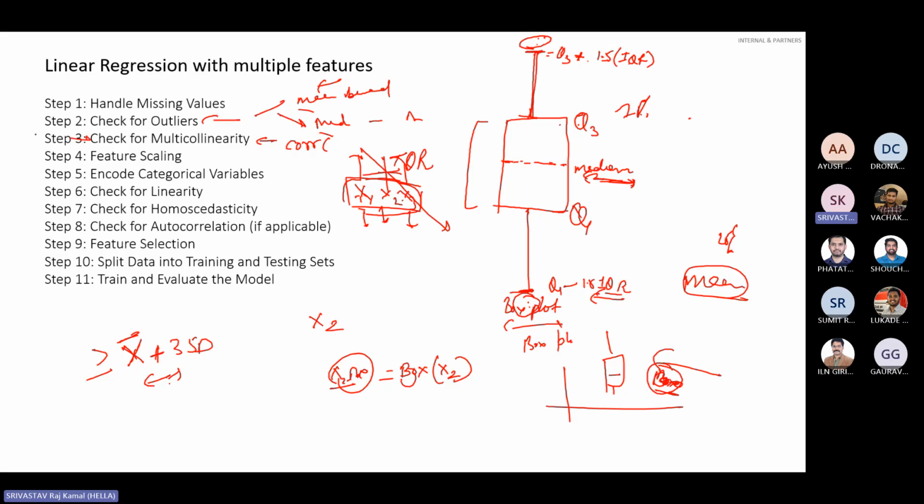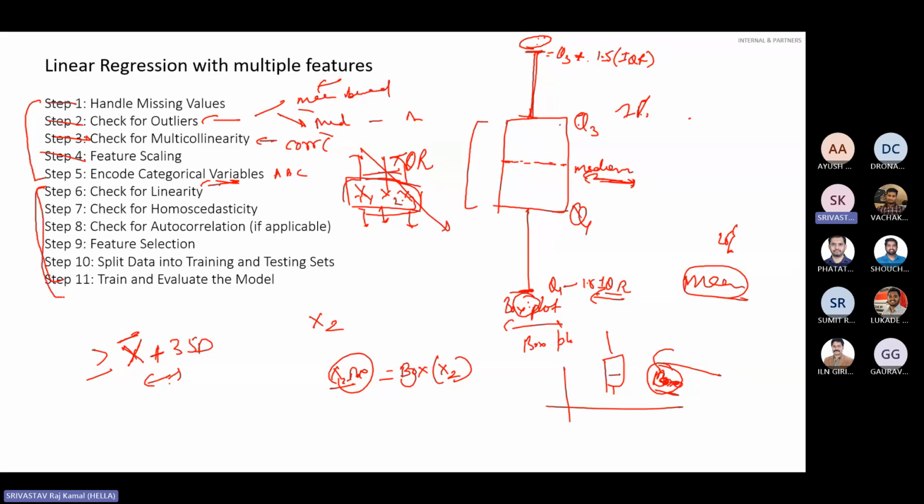Check for multicollinearity. These steps are checked. Then I will do the feature scaling. I will normalize the data. I will see if there are some columns, I will normalize those. Then I'll do the categorical variable handling. If some data is A, B, C, I'll handle them. Right. Now these are the steps which we must do if we apply linear regression.